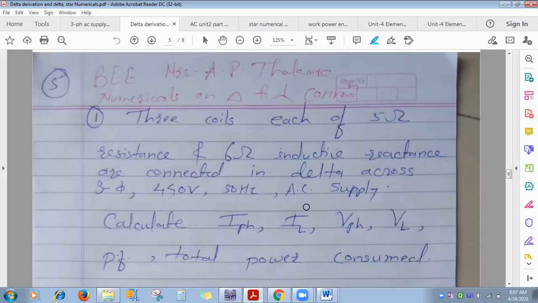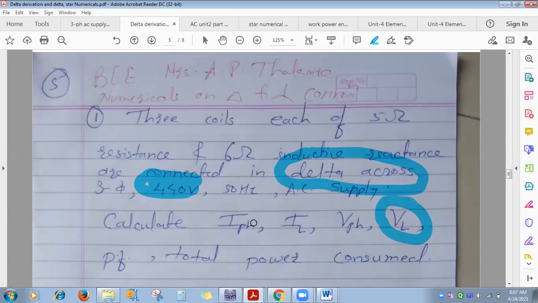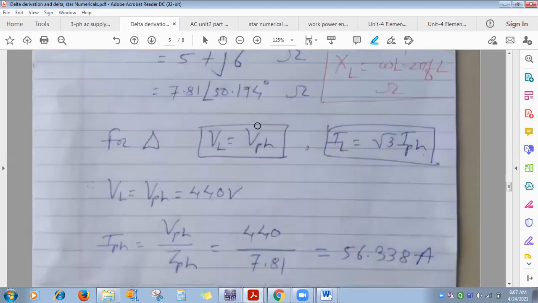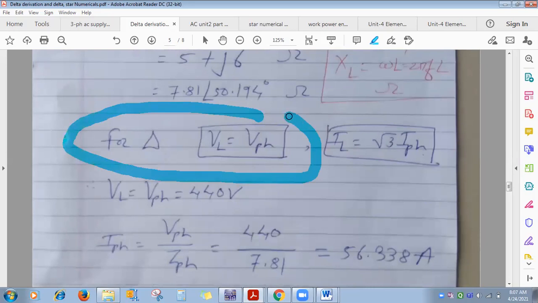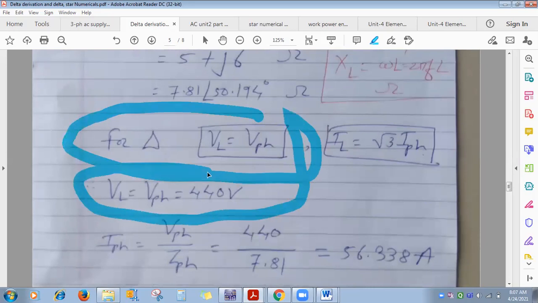So it's a delta connected load. VL you know, so what will be VPH? Same. Correct. VL we know it's already given, 440 volt. VPH also you got, it's the same. VL is equals to VPH for delta, isn't it? So see here, for delta, VL is equals to VPH and that is 440 volt.